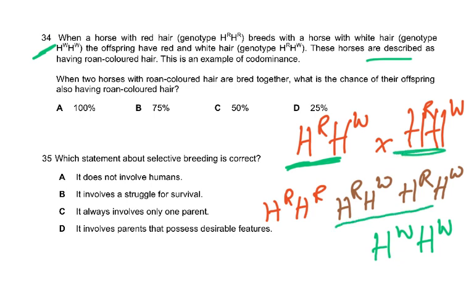So this is the offspring. 50% out of the 100%. This is 25% and this is 25%. And the roan is 50%. So that is why the answer to question number 34 is C.